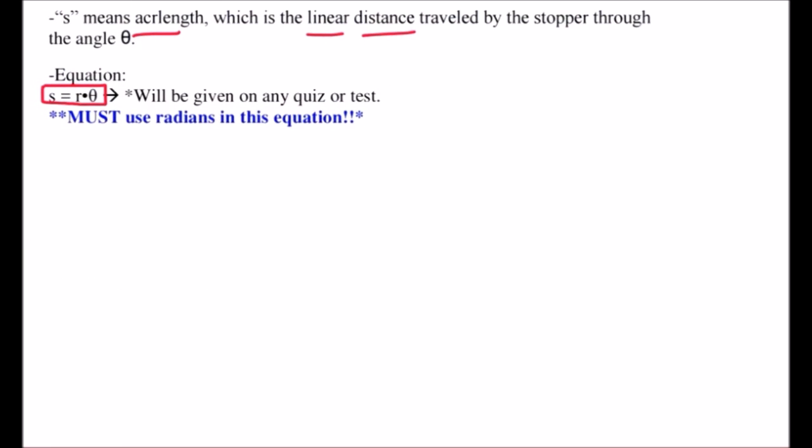When you use that equation, it has to be with radians. So when you plug in a number for theta, you can't plug in 360 degrees. You're going to have to plug in 2 pi radians in that place. So always use radians with this equation to get it right. Adam? Yes, this will be given to you on any quiz or test. When we get the answer, would it be meters? Yeah.